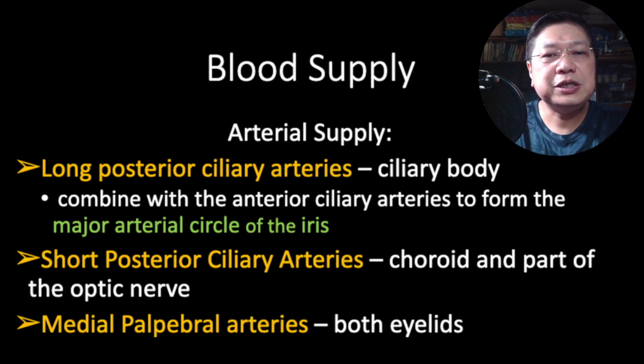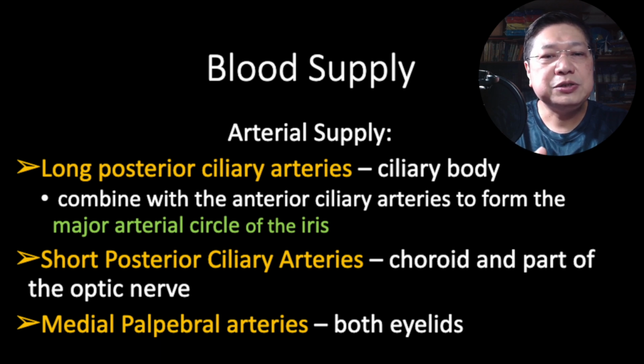The long posterior ciliary arteries supply the ciliary body. The ciliary body, in particular the ciliary processes, is responsible for producing your aqueous, which is basically the lifeblood of everything that's inside your eye. It combines with the anterior ciliary arteries to form the major arterial circle of the iris. Again, you hear that, major arterial circle of the iris. So it's basically like a rotunda, an area where everybody meets. It's basically like a melting pot.